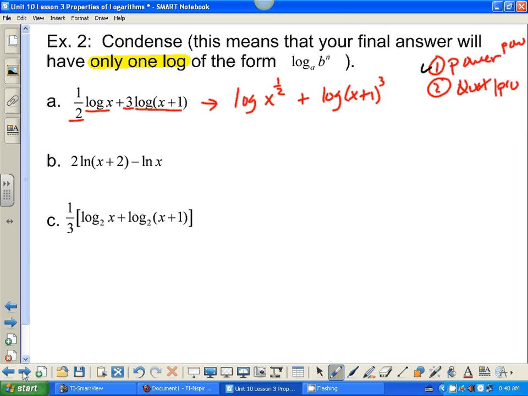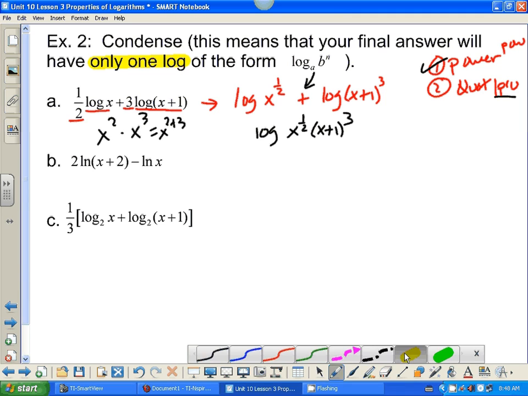So I just took care of my powers to a power. Now I see a plus. When I see a plus, by now, that should ring a bell that if I've got x squared times x to the third, I would add their exponents. What you have going on here, friends, is a product. So I would take the log, and I'm going to take x to the 1 half times x plus 1 to the third. And this is my final answer.